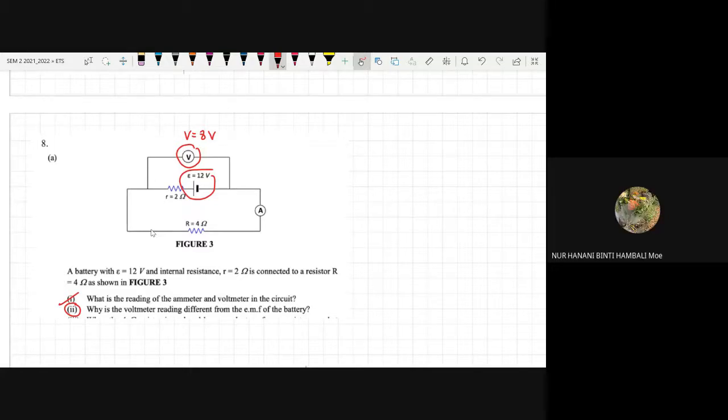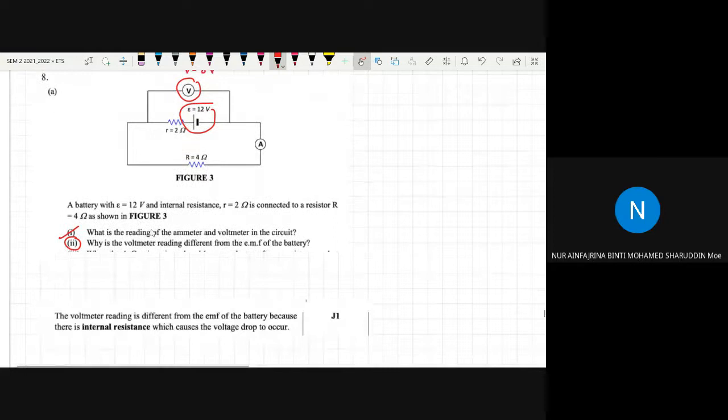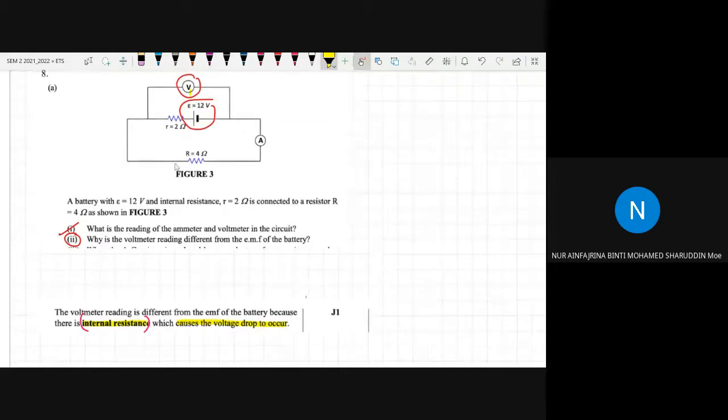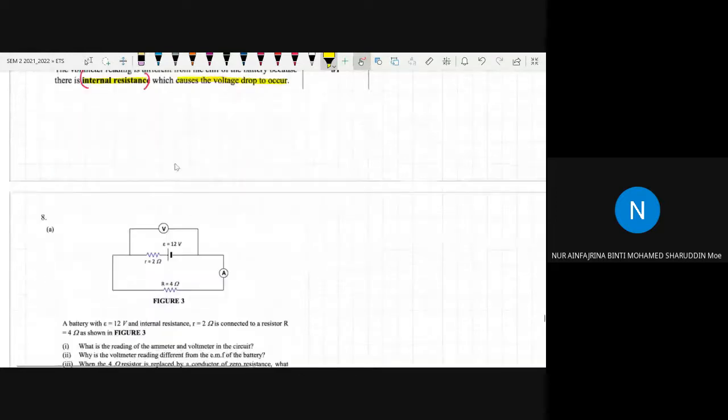Due to internal resistance. Very good, because there is an internal resistance. Okay, the voltmeter reading is because there is internal resistance. This is the most important keywords. Okay, kenapa? Sebab internal resistance ni akan causes the voltage to drop. Sebab itu EMF dia 12. Bila ada voltage drop, nampak tak dia punya voltmeter reading tu akan jadi 8. It due to the internal resistance. Okay, very good. So 8A, 1 dan 2 done.